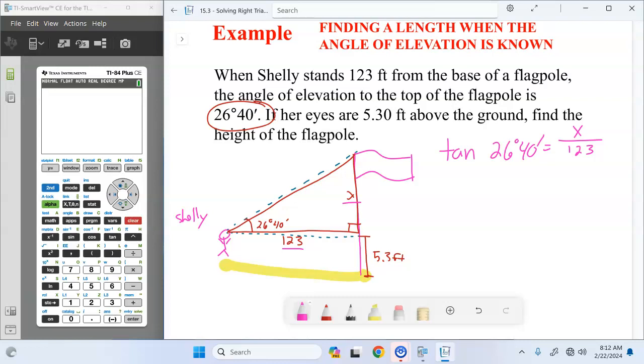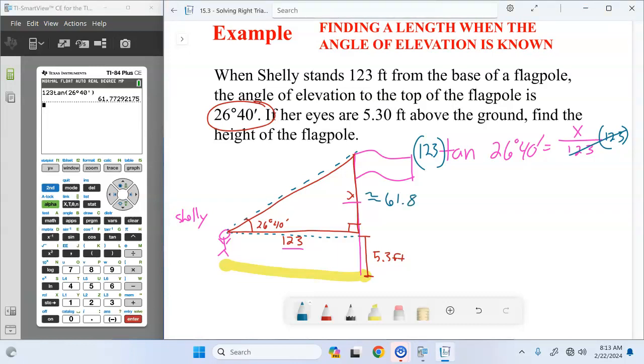Just like when we were solving our triangle in the beginning, we'll isolate the variable, so we'll multiply both sides by 123. And then we plug in and solve. 123 times tangent of 26 degrees and 40 minutes. And so we get x is approximately 61.8. I'm making a judgment call. I'm right around there, 61.8.